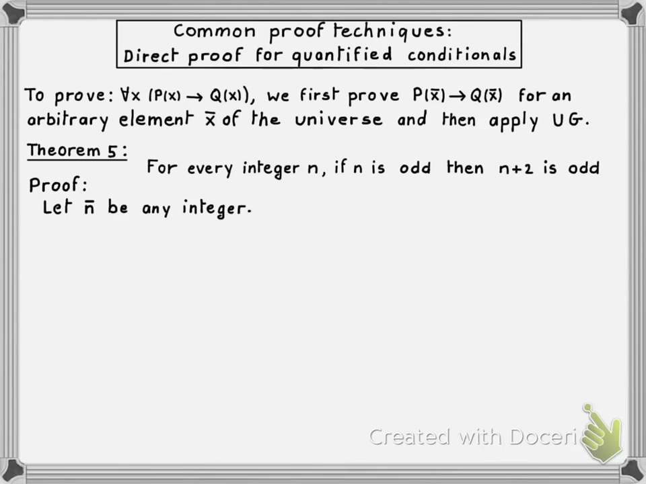Remember that in a direct proof of a conditional, we assume that the hypothesis p of n bar is true, and we must infer that q of n bar under this assumption is also true. So let's assume the hypothesis p of n bar, namely, assume that n bar is odd. Remember, this is p of n. Well, if n bar is odd, by definition of being odd, there must exist an integer k such that n bar is equal to 2k plus 1.